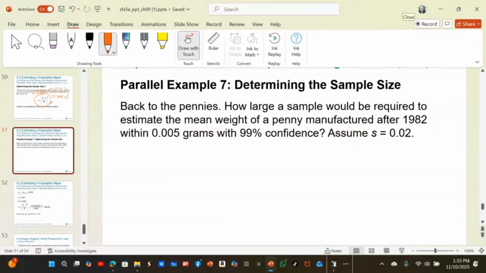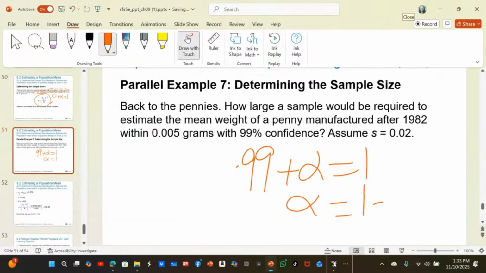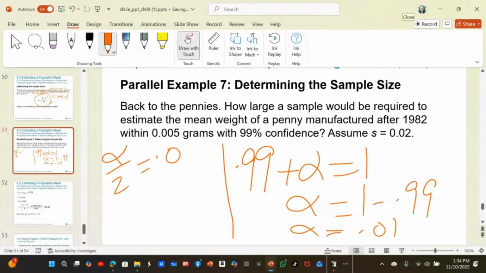So this time we are given 99% confidence. And since we are given 99% confidence, we want to find out what alpha is. So 0.99 confidence interval plus alpha is equal to 1, the area under the normal curve. Therefore, alpha is 1 minus 0.99, and 1 minus 0.99 is 0.01, so alpha is 0.01. In every sample size calculation, alpha must be divided by 2. So alpha over 2 is 0.01 divided by 2, and that is 0.005. In other words, this time I am going to calculate the critical values.